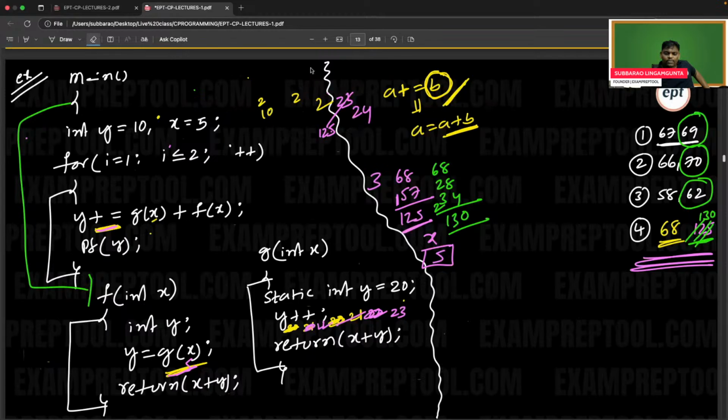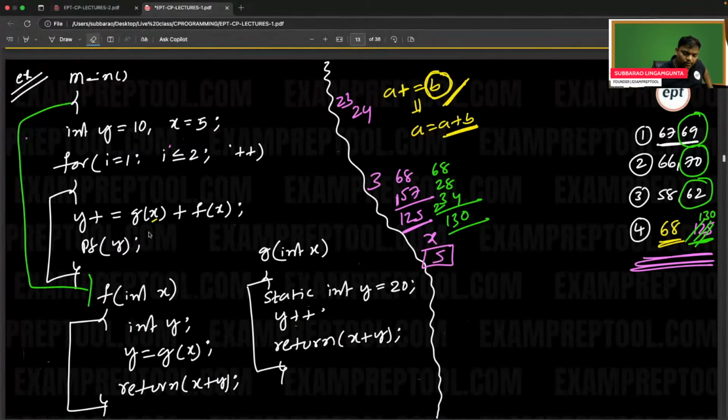The answer of this problem is 68,130. The major catch in this problem is the static variable, static int y. That is the major catch. Is everyone fine? If anyone has a small doubt, please check once by yourself. Just one time checking is required.